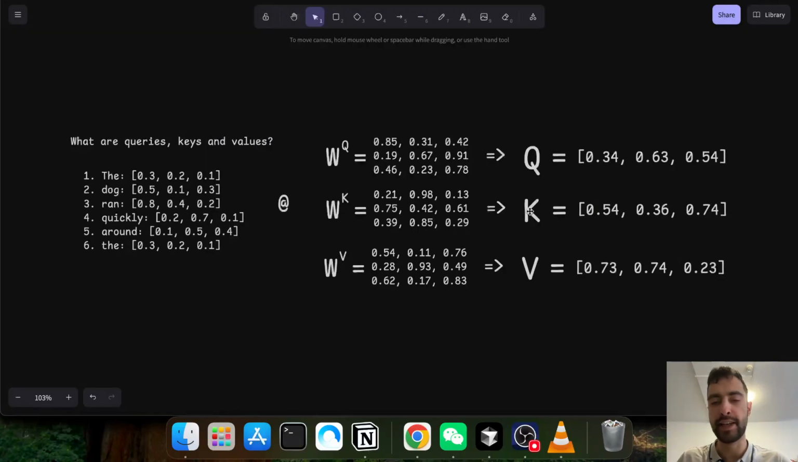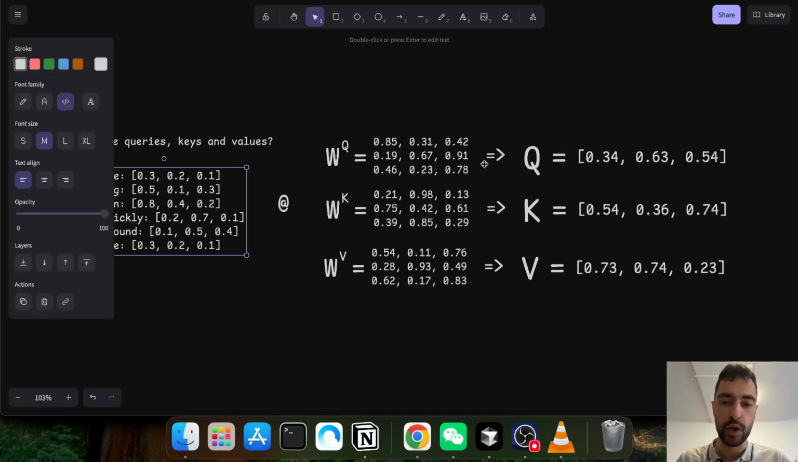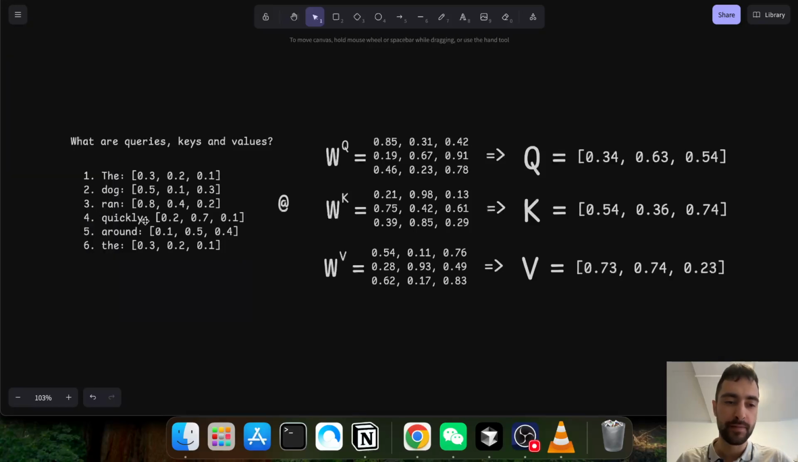Now let's look at the key. Key says what kind of context this token has. If somebody is looking for some kind of context, what context do I have? Query is what context do I look for? Key is what context do I have? So we will take the query of quickly, and it will look at the key of ran to see if the key of ran, the vector embedding of the ran token, has the context that quickly needs.